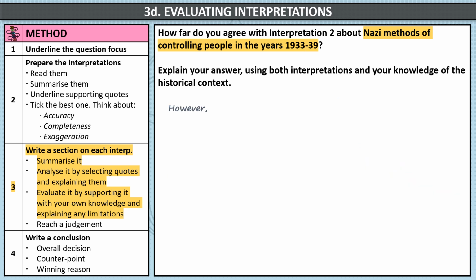Part of evaluating means also considering whether there are any limitations of the interpretation. To let my reader know that I'm about to switch from the positives to the limitations, I'll use the word however. Now remember, there are three main limitations that I could write about. Firstly, the interpretation may not be accurate, so it might have something wrong in it. Secondly, it may not be complete, so it might be missing something important. And thirdly, it may have exaggeration, so it might overemphasize the importance of something.